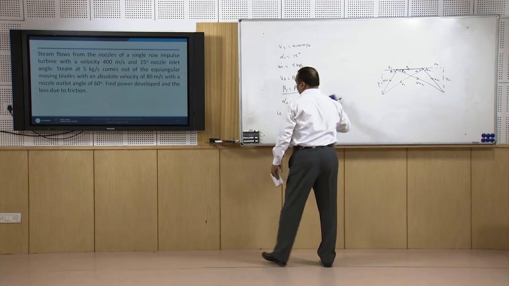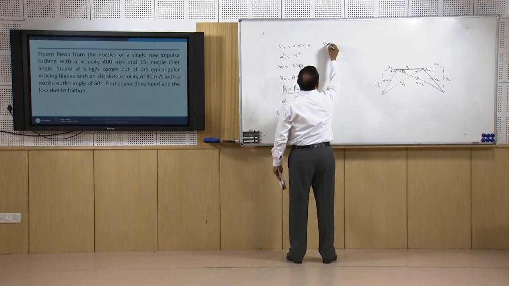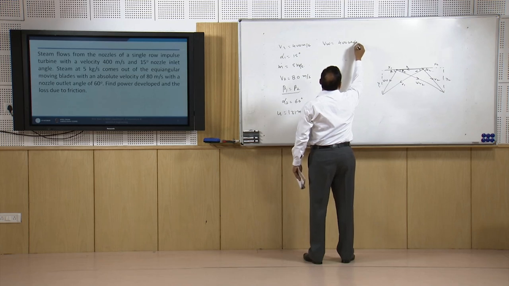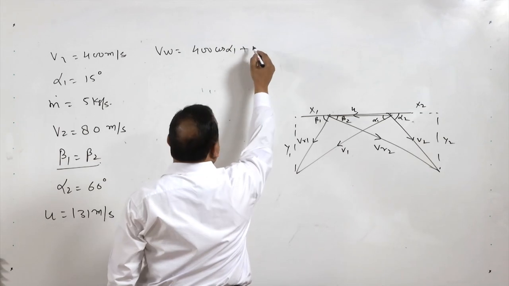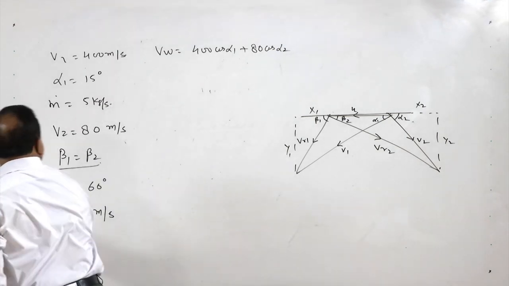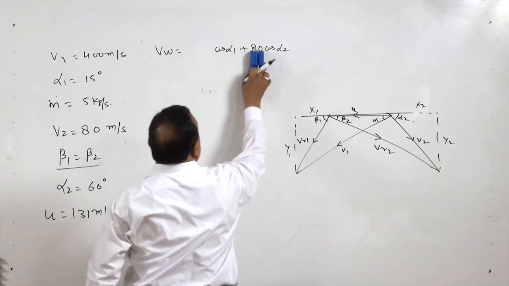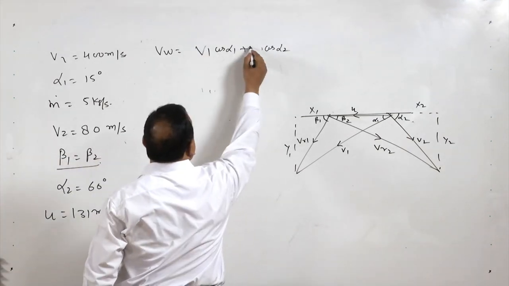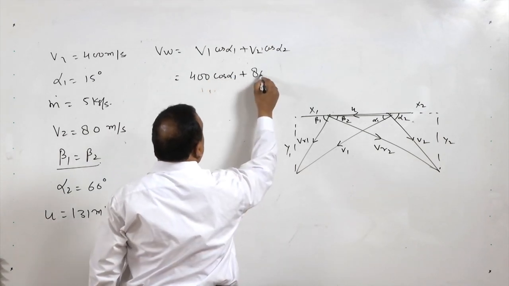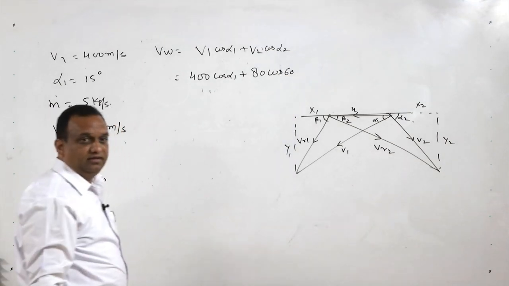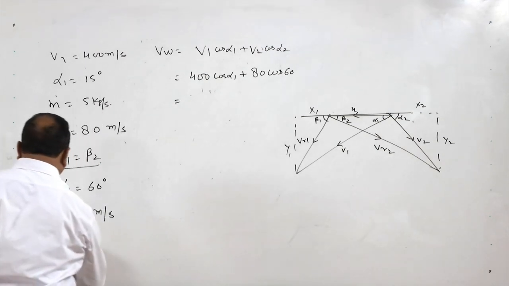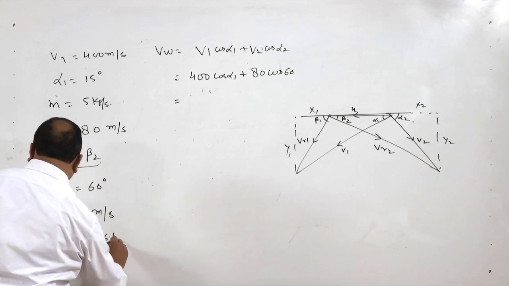For example, wheel velocity Vw. Wheel velocity is going to be V1 cos alpha 1 plus V2 cos alpha 2. Alpha 2 is also known to us. So, it is 400 cos alpha 1 plus 80 cos 60, right. This will give the wheel velocity, and we will write here Vw is equal to 426.4 meters per second.